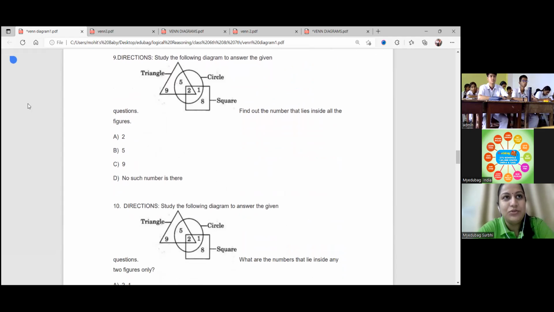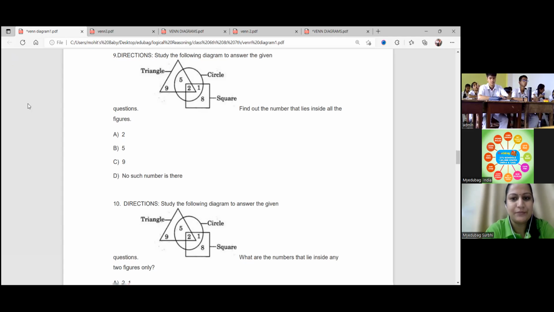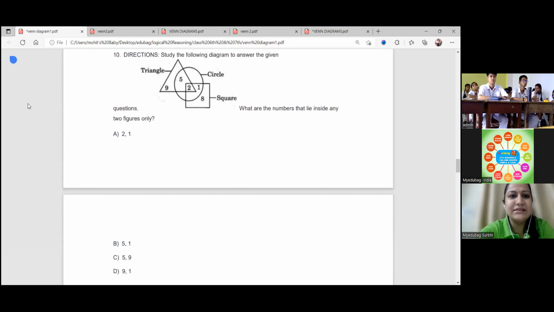Direction. Study the following diagram to answer the given question. Find out the number that lies inside all the figures. It is 2. Correct. Now, what are the numbers that lie inside any two figures only? It has to lie only inside two figures. Fifth one. Okay. You're saying fourth one? Second one. Correct. It is 5 and 1. Okay, it's 5 and 1. Correct.